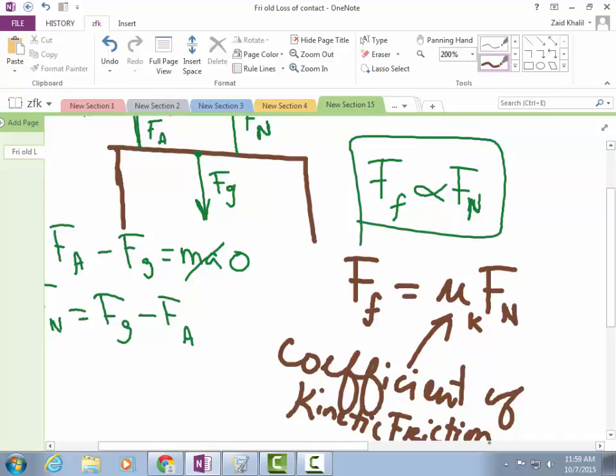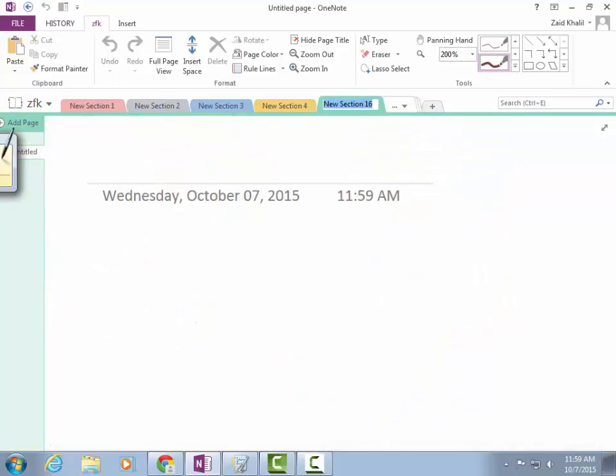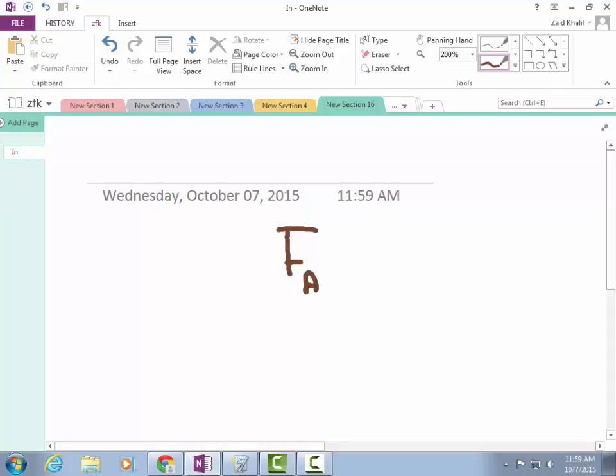So let's see if we can mathematically describe this. The applied force, how do we write this? It's going to be less than the maximum force of static friction. That's F_fs max. Okay?